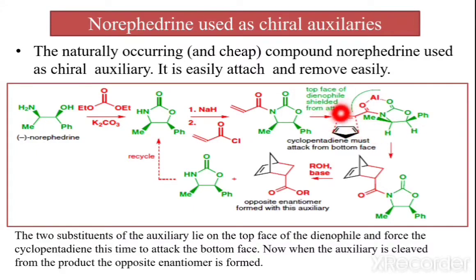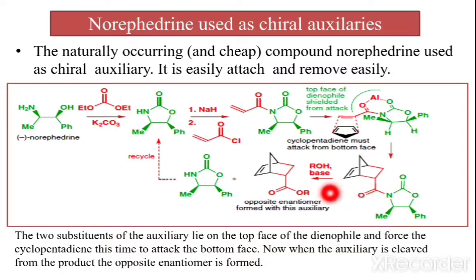Therefore the top face of the dienophile is shielded from the attack. That's why the cyclopentadiene must attack from the bottom face. This is most important, friends. Why does the cyclopentadiene attack from the bottom face? Because the top face of the dienophile is shielded from the attack. There is a chelation complex in the first case, and the most important thing is the presence of these two groups, the methyl and the phenyl groups, which are above. Therefore the cyclopentadiene attacks from the bottom face, and here we get this one intermediate.